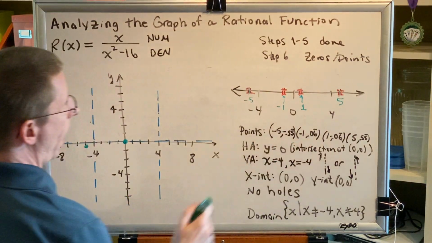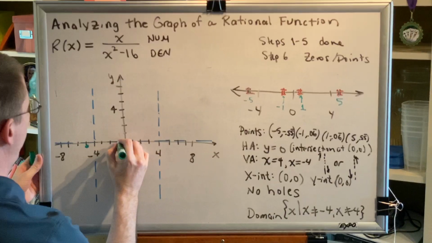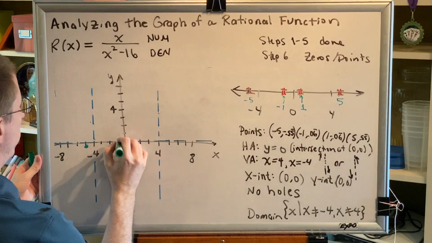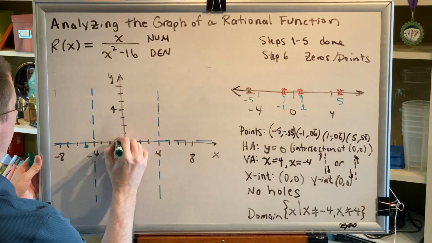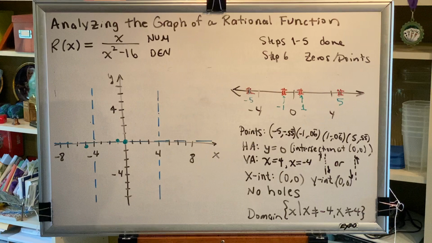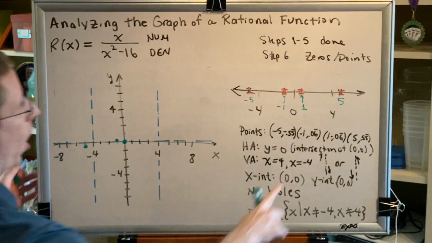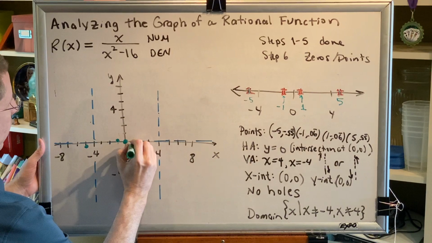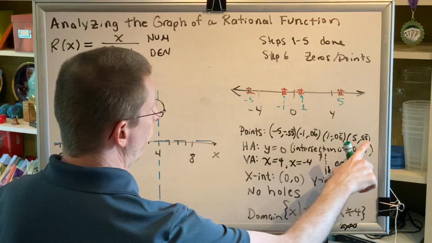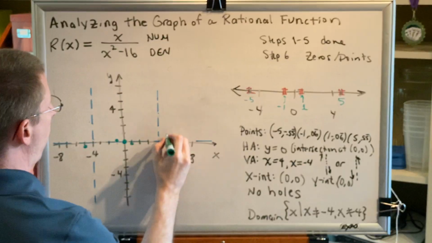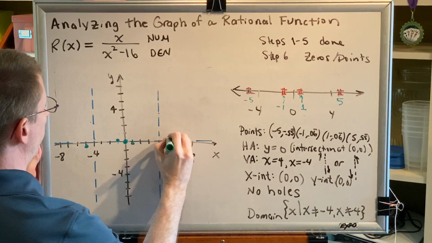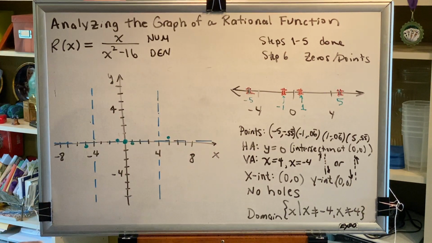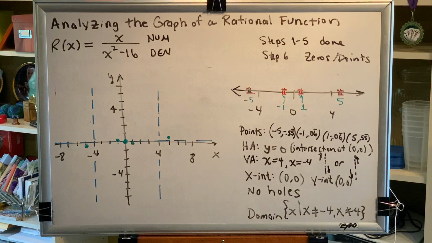All right, -1 and 0.06 repeating. So that's a very tiny, tiny y value that is positive. 1 and -0.06 repeating would be here. And then 5 and 0.55 would be about here. Okay, so with that information, we should be able to create our entire graph.